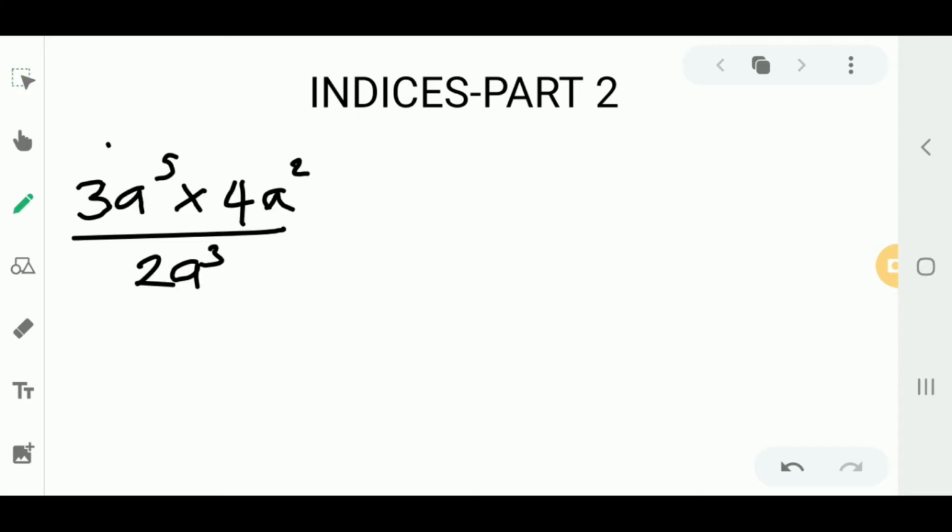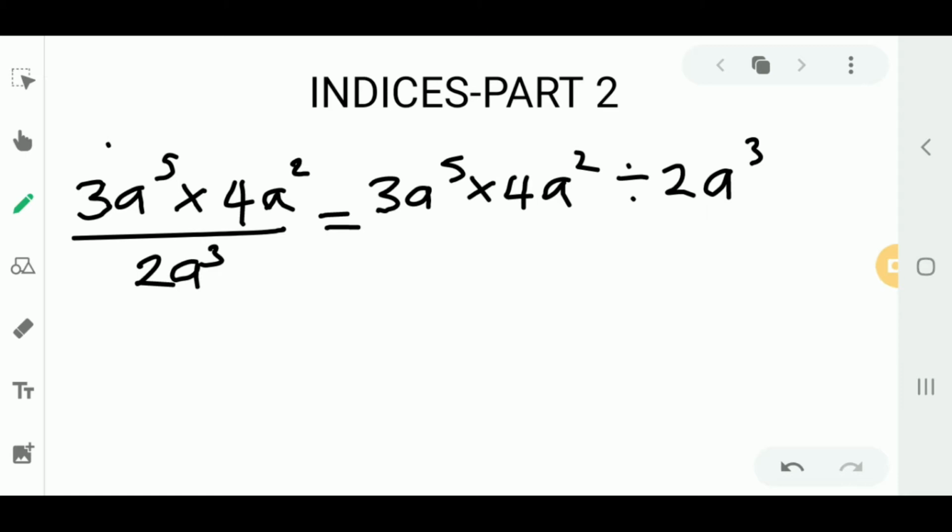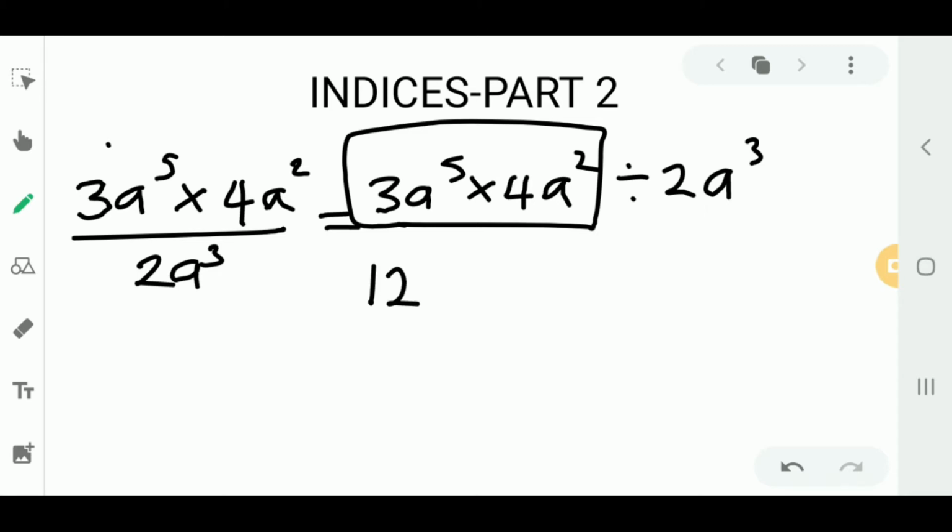So let's say we have 3a to the 5 times 4a squared all over 2a cubed. We could rearrange it like this. What we would do first is work the multiplication aspect first. So again, we'd multiply the coefficients, so it's 3 times 4, which gives you 12. And when you are multiplying with the same base, you add the powers. So you multiply the a's, you're adding the powers, so it's 5 plus 2, which gives you 7.